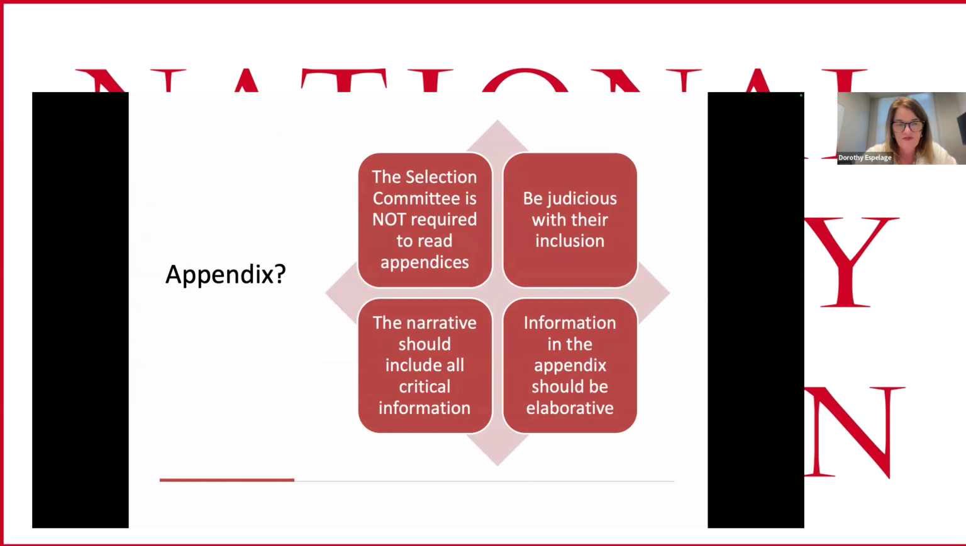The narrative should include all the critical information for the reviewers and the selection committee to evaluate all those aspects of the narrative. Information in the appendix should be elaborative. So it should just add additional support to what's in the narrative, but we should be able to understand what you're doing based on the main body of the narrative.